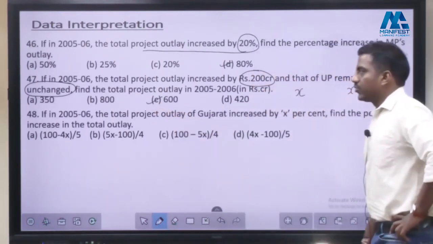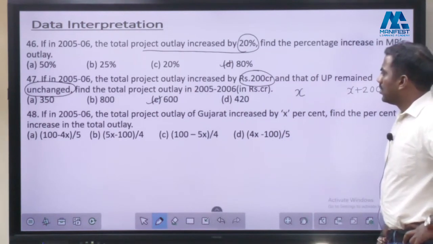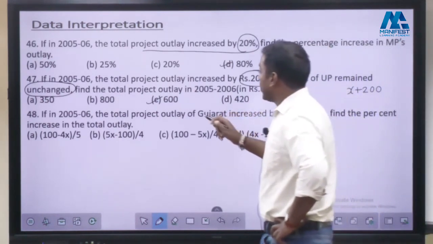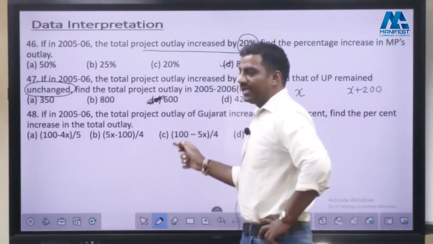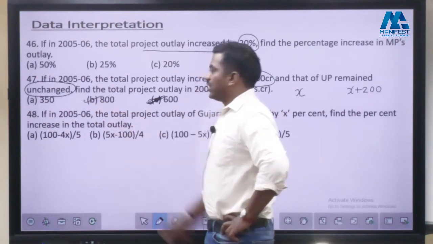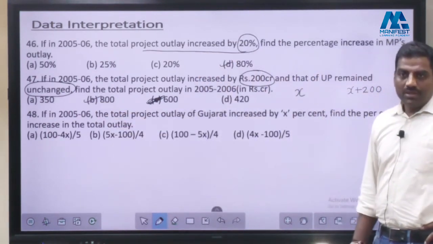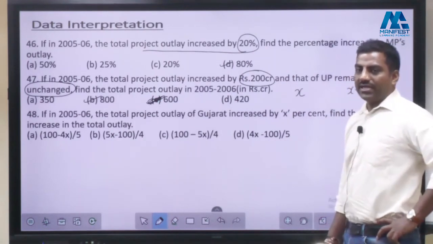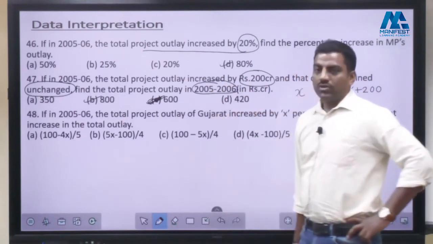Okay, last question. Next year they are asking... So X was 600. Next year it is increased by 200. Answer should be 800. X is first year's budget outlay. That is 600. Next year is 200 extra, so that is 800. They are asking in 2005-6, not 2004-5.